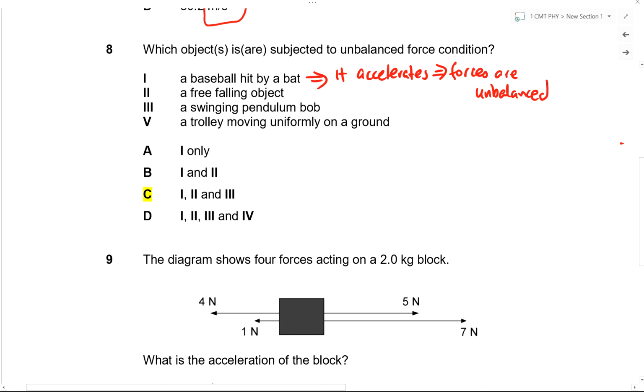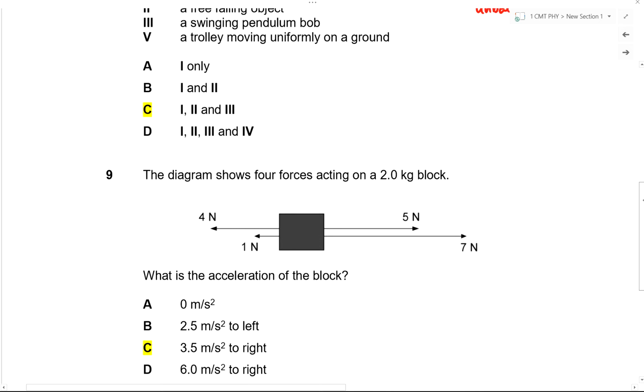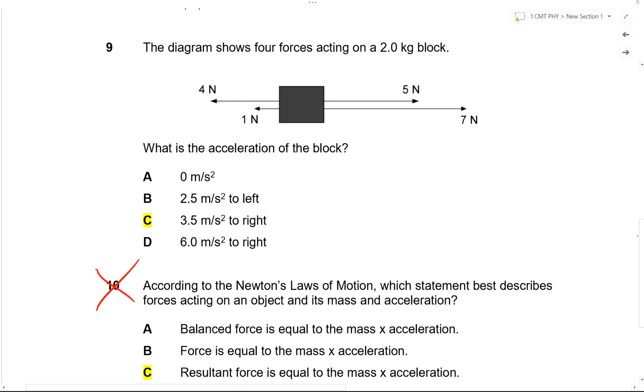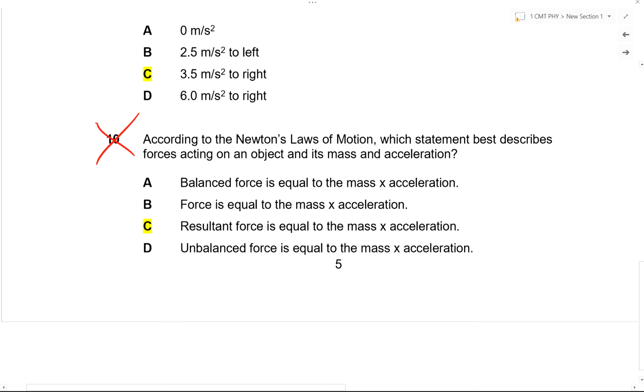Okay, now at this point in time, you should be wondering, hey, I don't remember Mr. Wong teaching about this one. It is accelerating, therefore forces are unbalanced. You are right. I didn't teach you this, because this is not in your syllabus this year. So, let's remove this question. You shouldn't have been able to do it. But if you did, it just means that you read it in advance or you got lucky. Okay, now, question 9 is also not in your syllabus. So, cross it out. Question 10 also, not in your syllabus. We just made some changes.